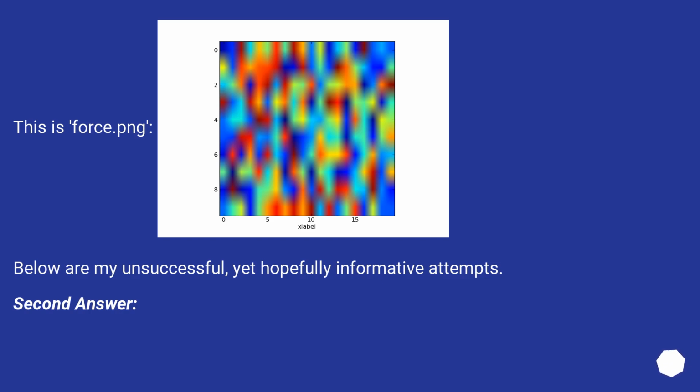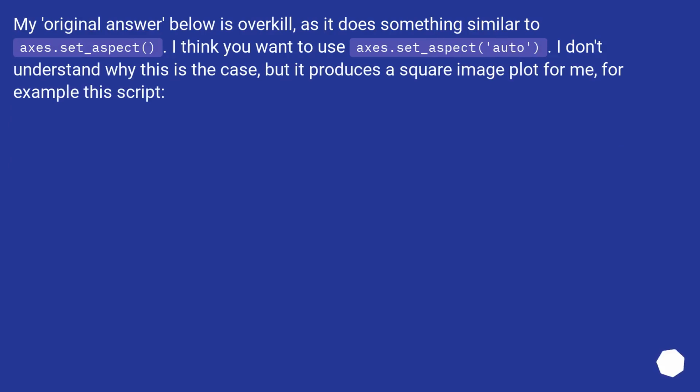Second answer. My original answer below is overkill, as it does something similar to axes.set_aspect. I think you want to use axes.set_aspect('auto'). I don't understand why this is the case, but it produces a square image plot for me, for example this script.